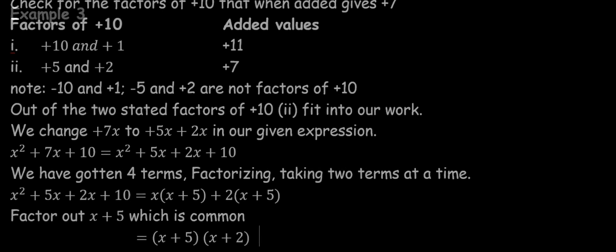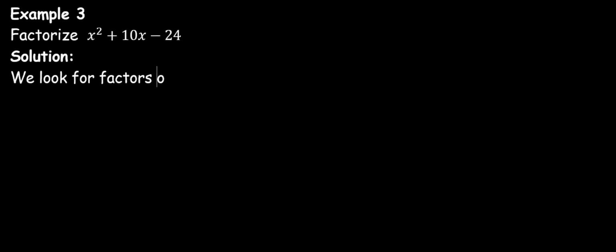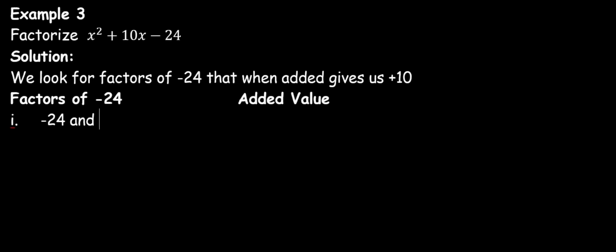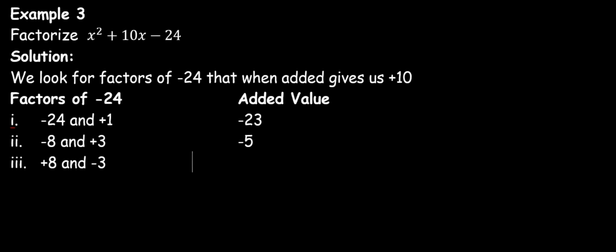Another example. Factorize x squared plus 10x minus 24. Solution. We look for the factors of minus 24 that when added gives us plus 10. Factors of 24, factors of minus 24, added value. The first case we have minus 24 and plus 1, and the added value will be minus 23. The second case we have minus 8 and plus 3, and the added value will give us minus 5. The third case we have plus 8 and minus 3, and the added value will give us plus 5.